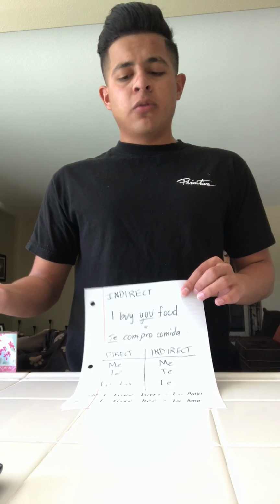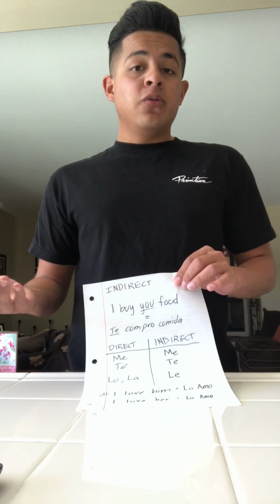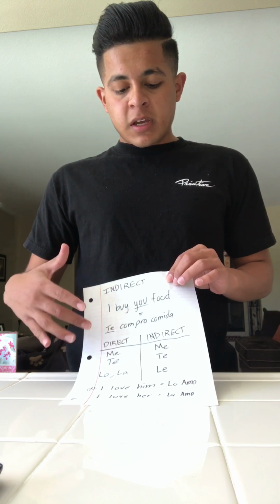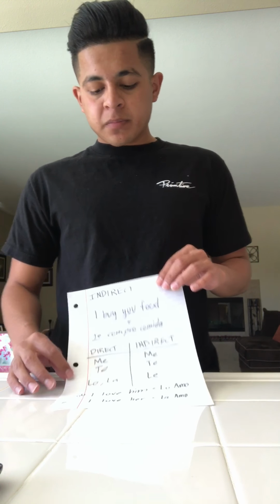Moving on to indirect object pronouns. An indirect object pronoun answers the question who or whom. So I buy you food. Who does he buy it for? You. And that translates to te compro comida. Te being the indirect object pronoun that you would use in Spanish.